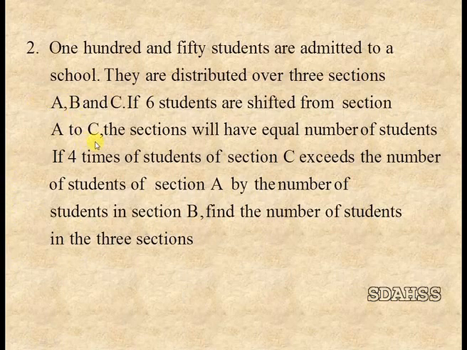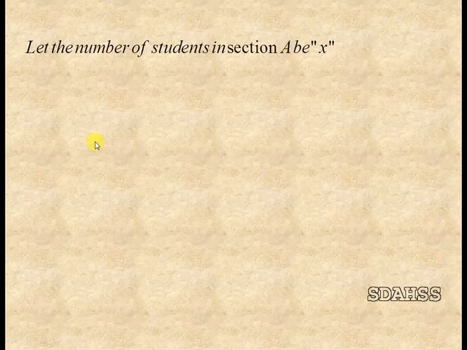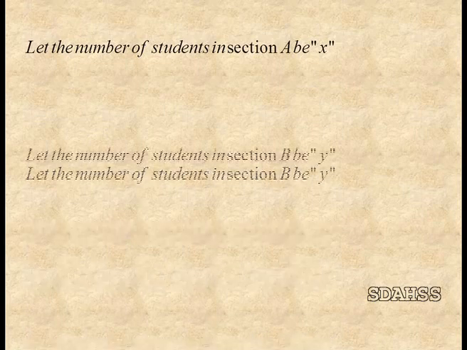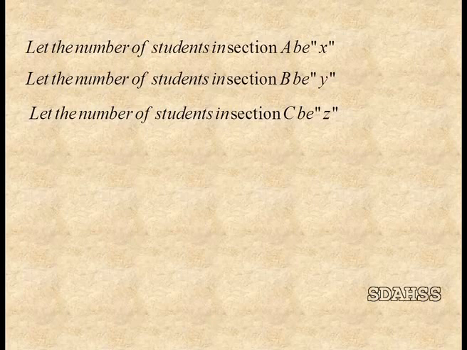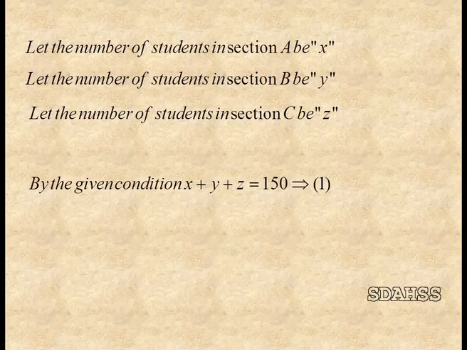First, let us assume the number of students in section A be x, the number of students in section B be y, and the number of students in section C be z. Here the first statement says that 150 students are admitted in a school. So by the given condition, x plus y plus z is equal to 150.